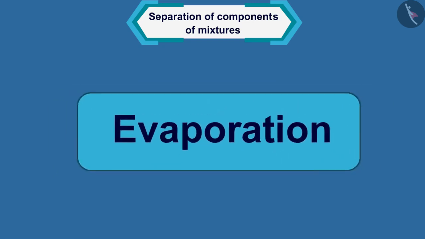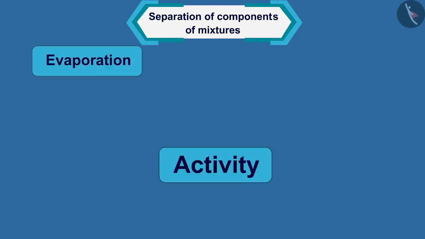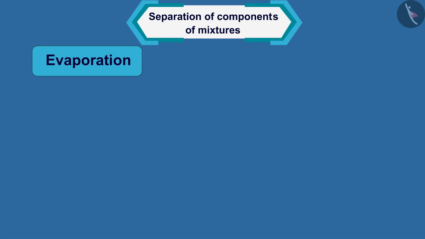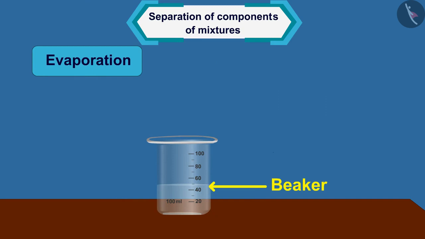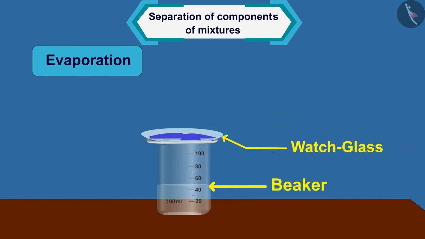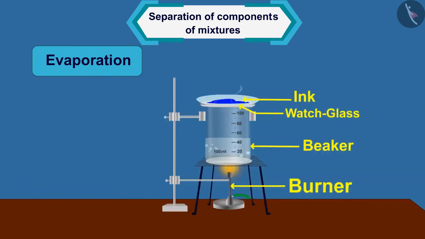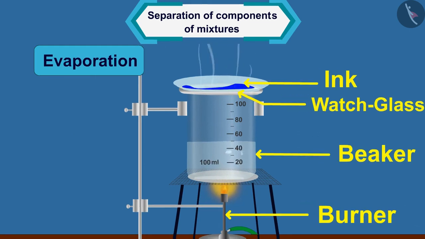Let's try to understand it through an activity. Fill half the beaker with water. Now, place the watch glass on the face of the beaker and put some drops of ink on the watch glass. Now, start heating the beaker. What do you see? We can see that evaporation is happening from the watch glass. We will continue heating the beaker until it evaporates.